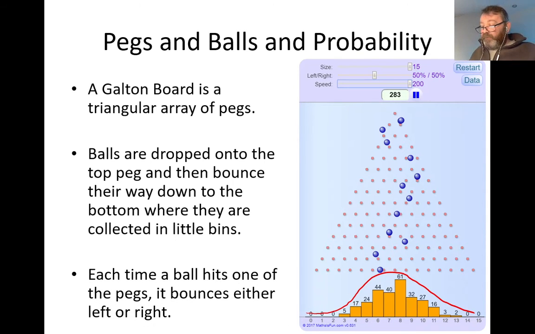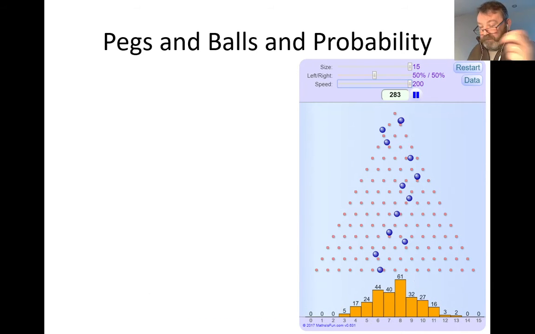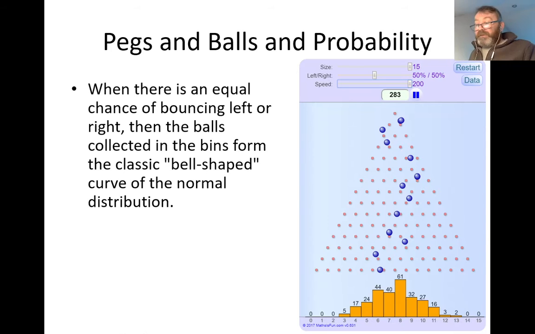Each time the ball hits one of the pegs, it bounces either left or right with the same probability. Okay, that's the key thing. So when there's an equal chance of bouncing left or right, the balls collected in the bins form the classic bell-shaped curve of the normal distribution. Now, there's the term again, the normal distribution, the natural distribution, meaning no interference. It's just the way these things fall. But can I interfere in statistics? Of course I can. Let's do this again.